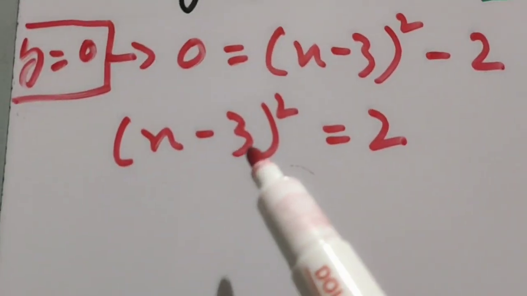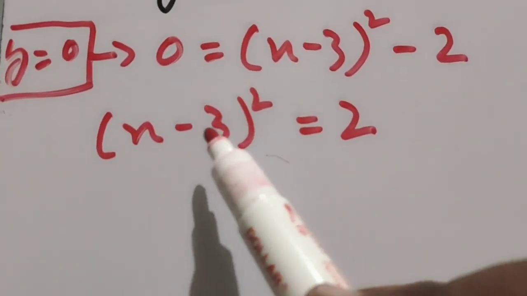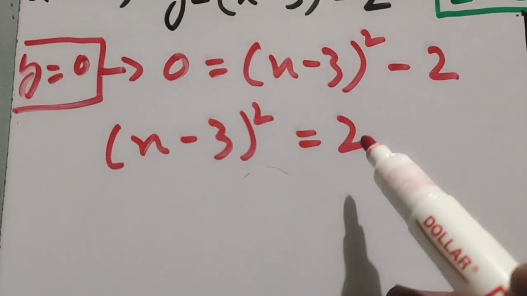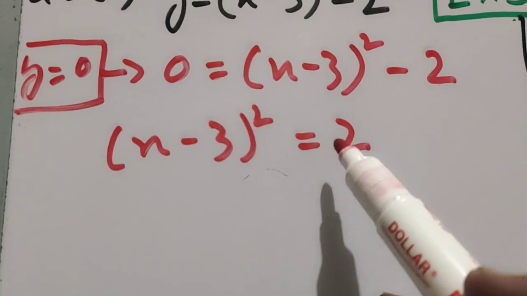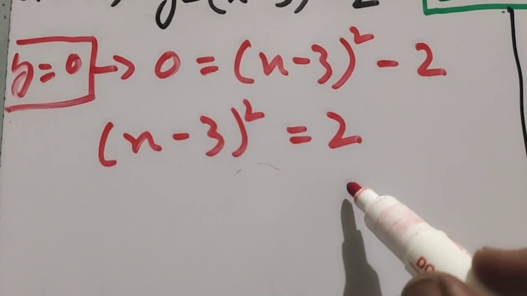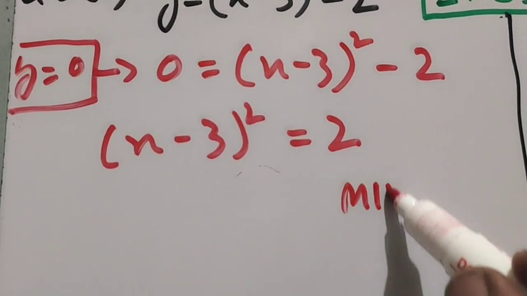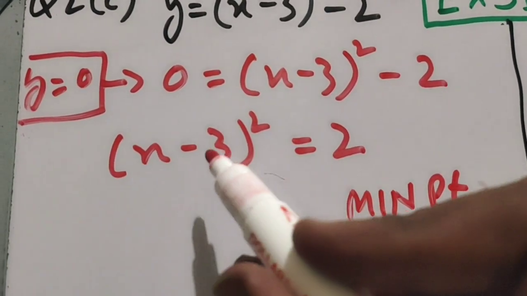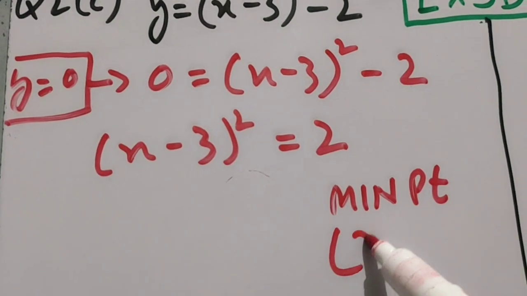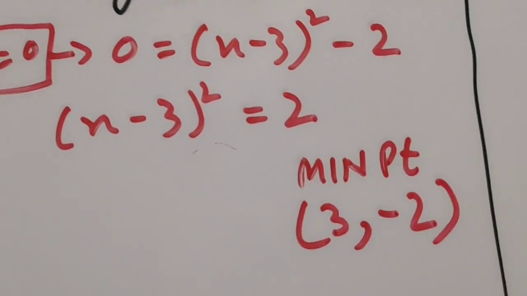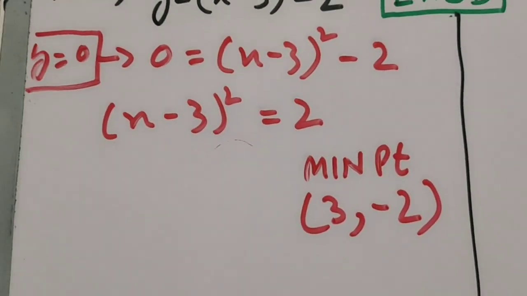So how can we find the minimum point? We take this value from the bracket and this value from the other side, change their signs and write it as the minimum point. The minimum point is (3, minus 2): change the sign of minus 3 to 3, and change the sign of minus 2. So here we get the minimum point.